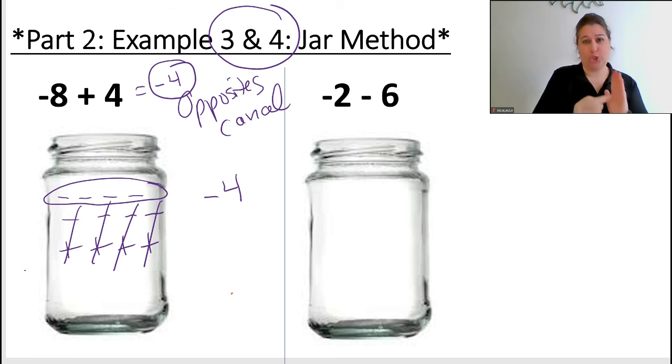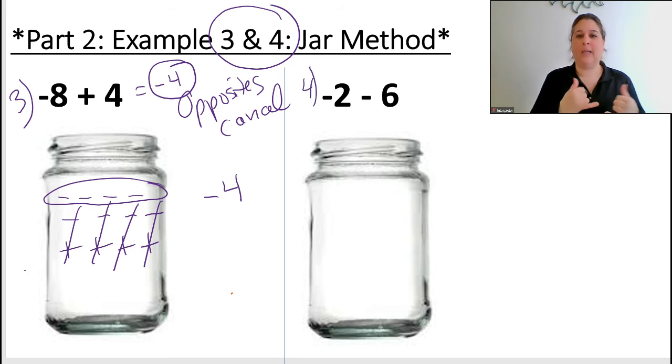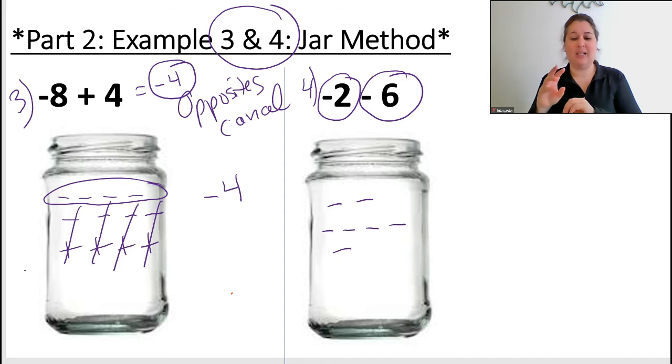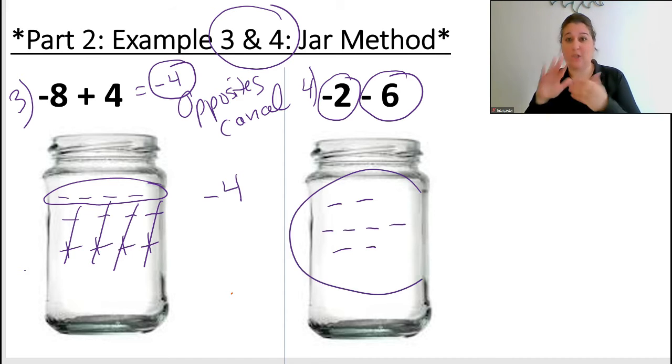Because look, it says examples 3 and 4. That was 3, this was 4. I get 2 negatives for -2. How many negatives does that represent? 6. 1, 2, 3, 4, 5, 6. Ooh, nothing cancels, so just add them all up. Kind of like the first one.